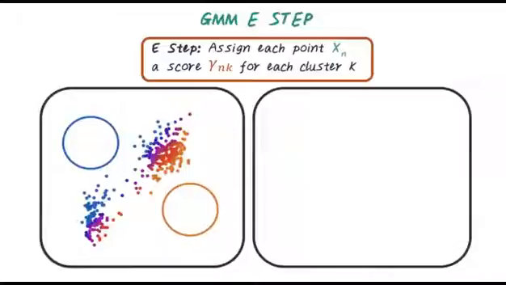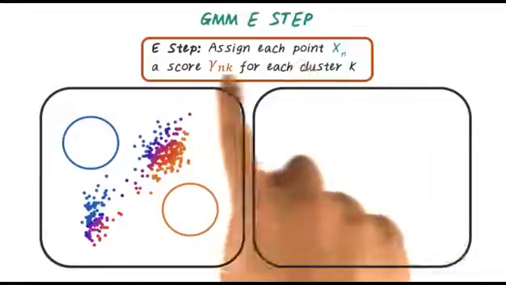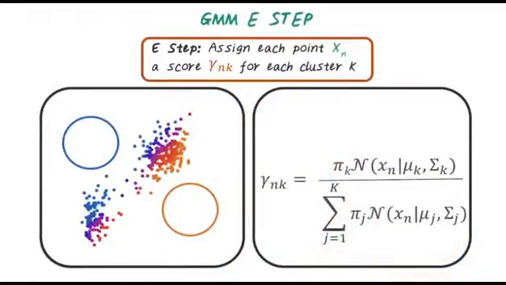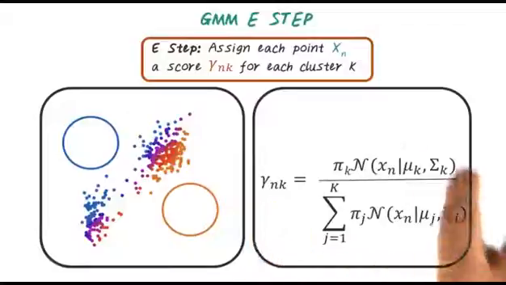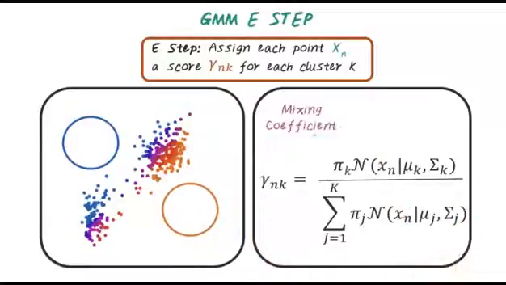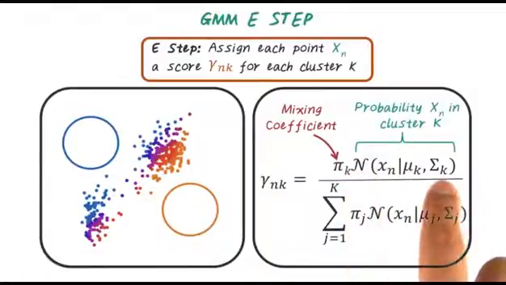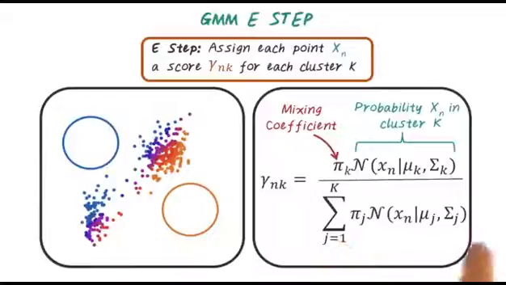Next, let's talk about the E step. In this step, we'll assign each data point a score gamma nk for each cluster k. And the gamma nk can be calculated with this equation. The numerator has two terms: pi k, the mixing coefficient for cluster k, and the probability of xn in cluster k. And the denominator is to normalize this assignment score to between 0 and 1.